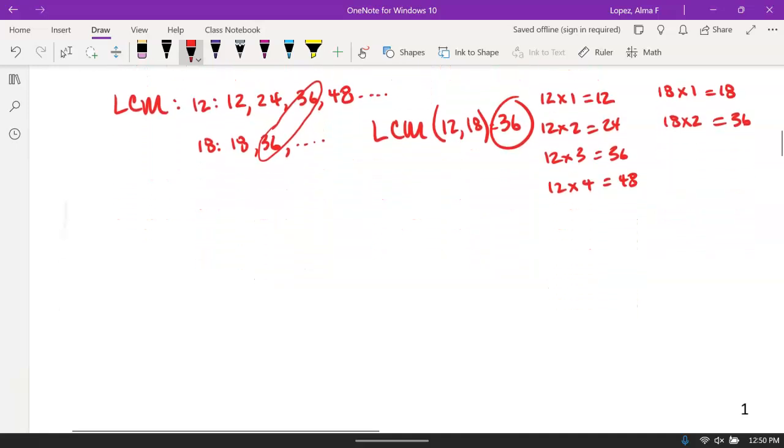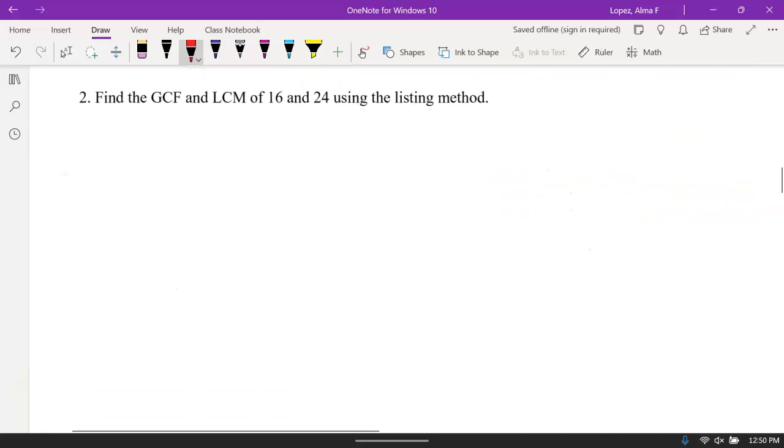Let's try that again. I'll try to be a little more graceful. Here are 16 and 24. And again, let's do the greatest common factor first. To find the greatest common factor, I need to list all of the factors of 16, starting with the number 1. 1 divides into 16 evenly, 2, 4, 8, and 16.